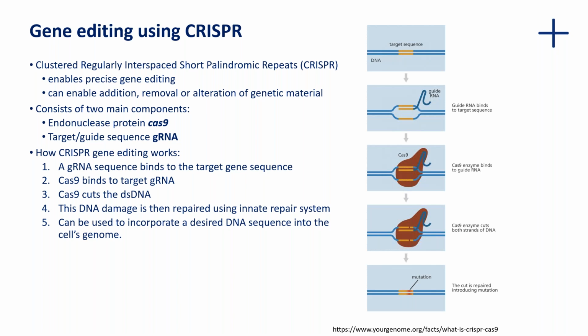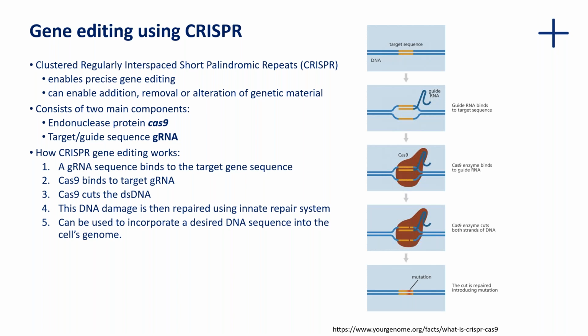The palindromic repeats cause the DNA to form a hairpin structure, and this is very important because it ensures that the Cas9 endonuclease cuts where it's supposed to. So in this way, the CRISPR system enables precise cutting and gene editing. This can be addition, can be removal, or alteration of genetic material. Importantly, previous methods had far less control over where and what was actually being edited. So the CRISPR-Cas9 is often referred to as a molecular scissor approach.